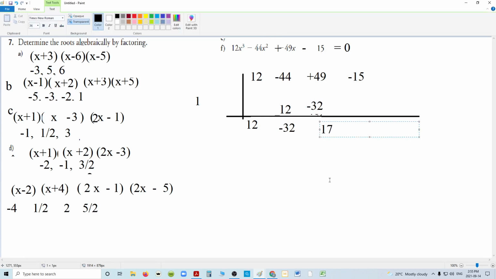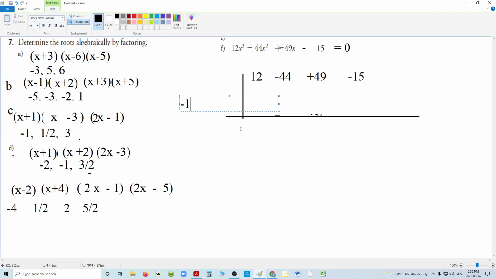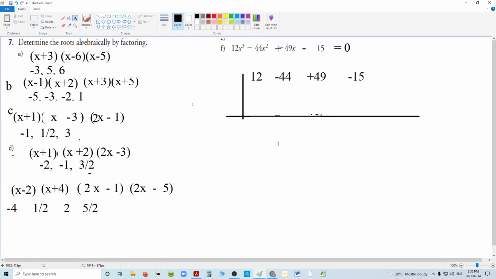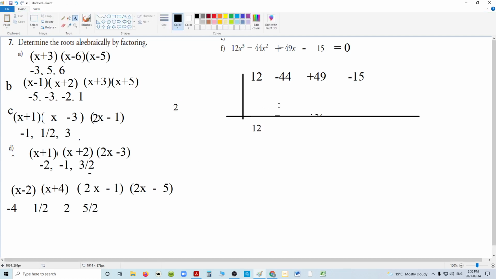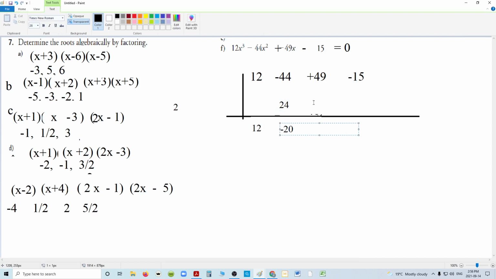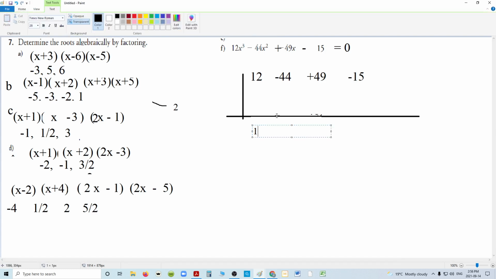Close. So close I want to check my math on it. Yeah. So we'll try minus 1. This is going to go off the rails. Yeah, that's not going to work. So we'll try 2. I don't know why it does that. Close, but no cigar. So we'll try minus 2. It's not even going to come close.